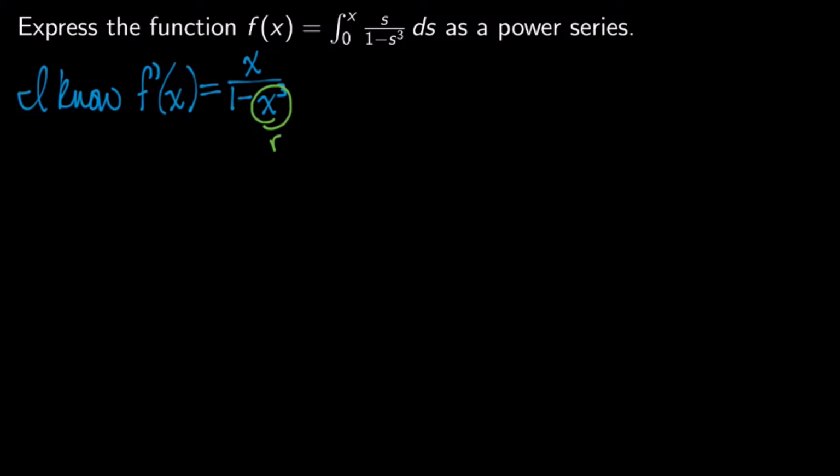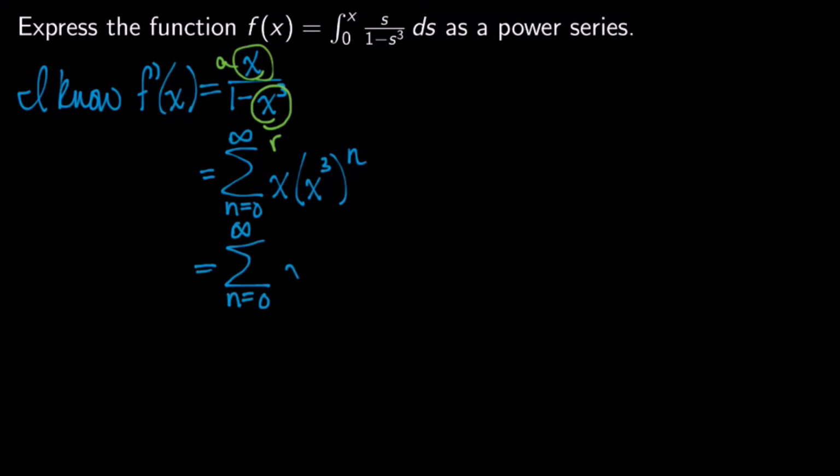The r is x cubed and the a is going to be x. This looks exactly the way it's supposed to look, to be the sum of a geometric series. And that series is going to be the sum from 0 to infinity of here's my a, here's my r, and there's my little power. So that's going to be my f prime expression.